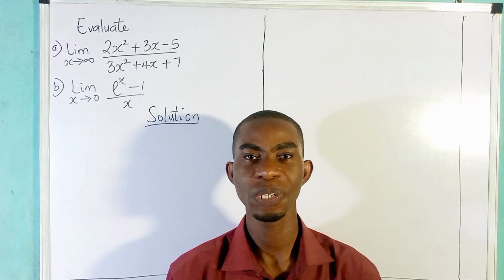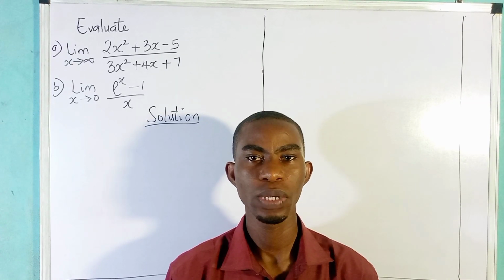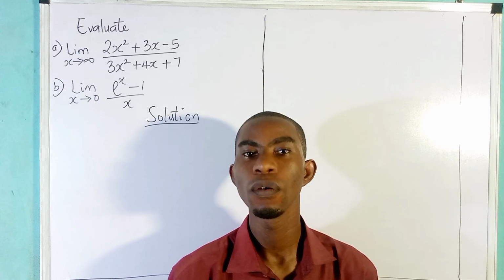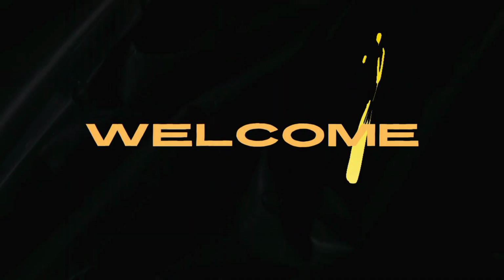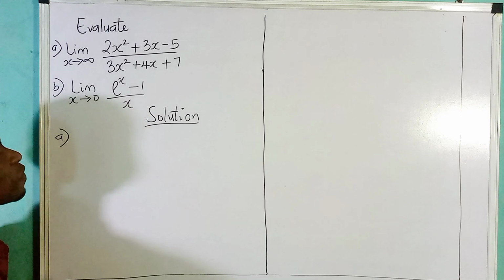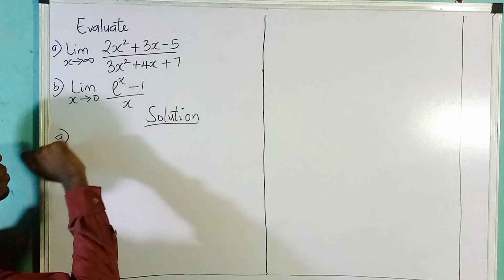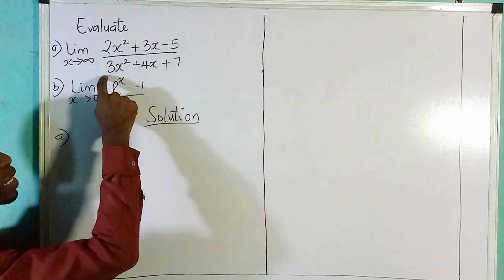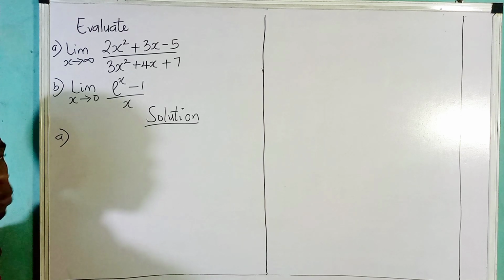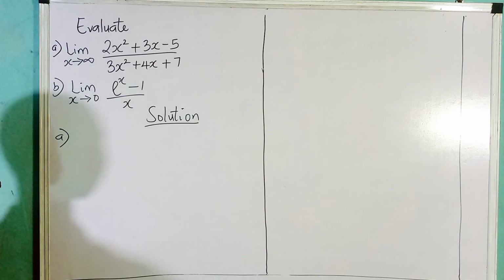Welcome to Fun Maths. Today we'll be evaluating limits and looking at the limits of exponential functions. The first question says evaluate the limit as x approaches infinity of this divided by this. Both of them are quadratic equations. Now, how do we evaluate this limit?